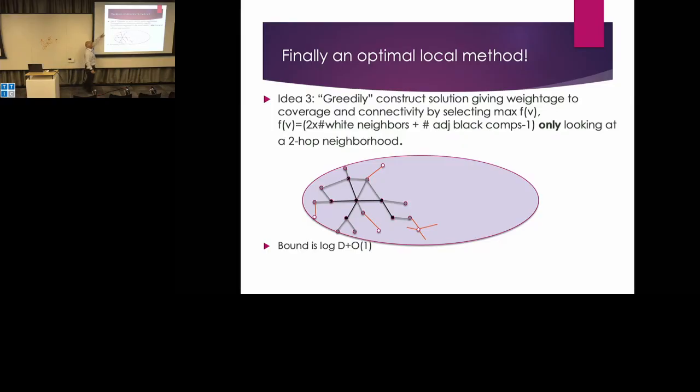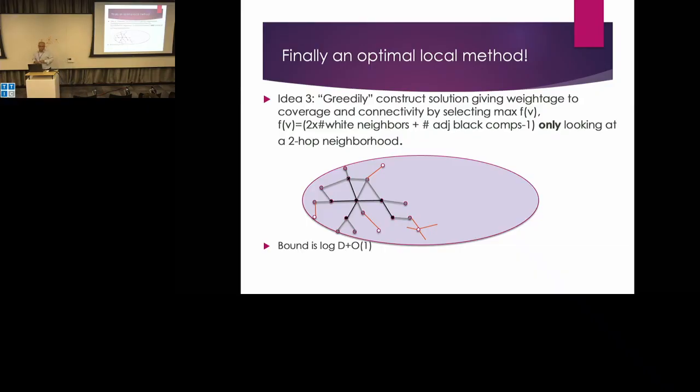But now the function that we use is a bit strange. It's still a local algorithm, but at every step we maximize FB, where FB is twice the number of white neighbors plus the number of black components minus 1, by only restricting to a 2-hop neighborhood. The algorithm is still purely local, just use a slightly different measure and run it locally, and strangely the bound is log d.